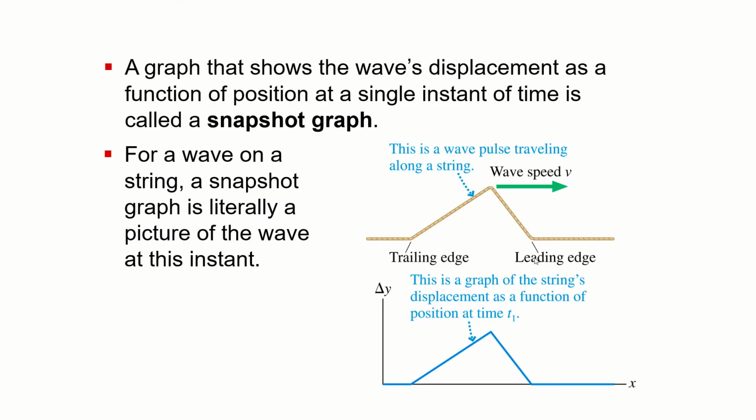If you imagine a wave traveling along a string, like in this case where we have the triangular wave traveling along the string, if you were to just take a picture of that string at that instant, you would have, for one instant in time, that displacement, that delta y of the string at all positions. This is what we call a snapshot graph, because you're looking at one instant in time, but plotting all the displacements as a function of x.